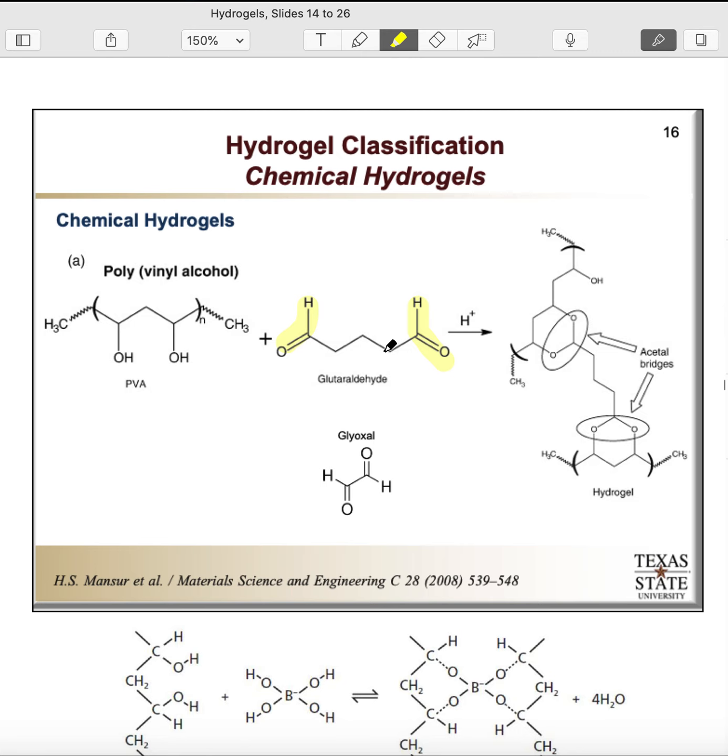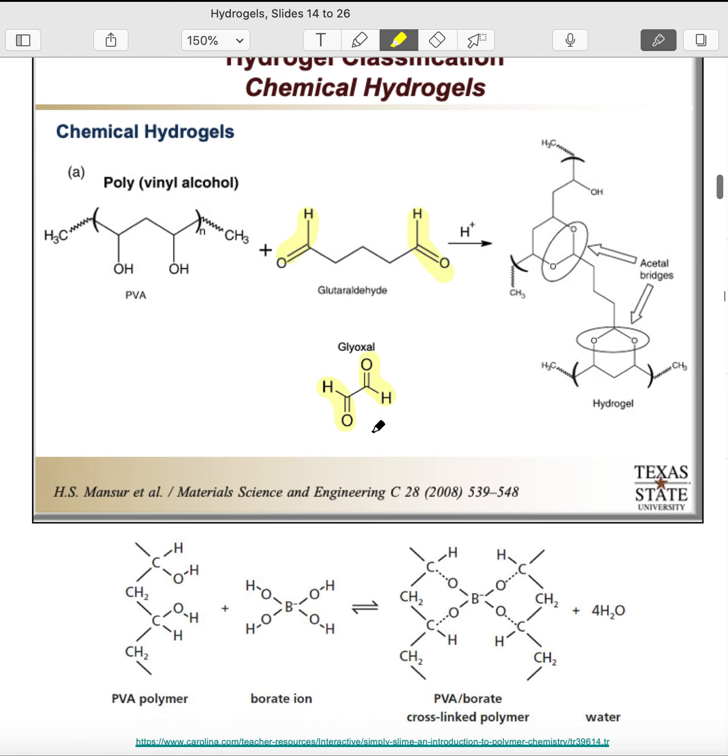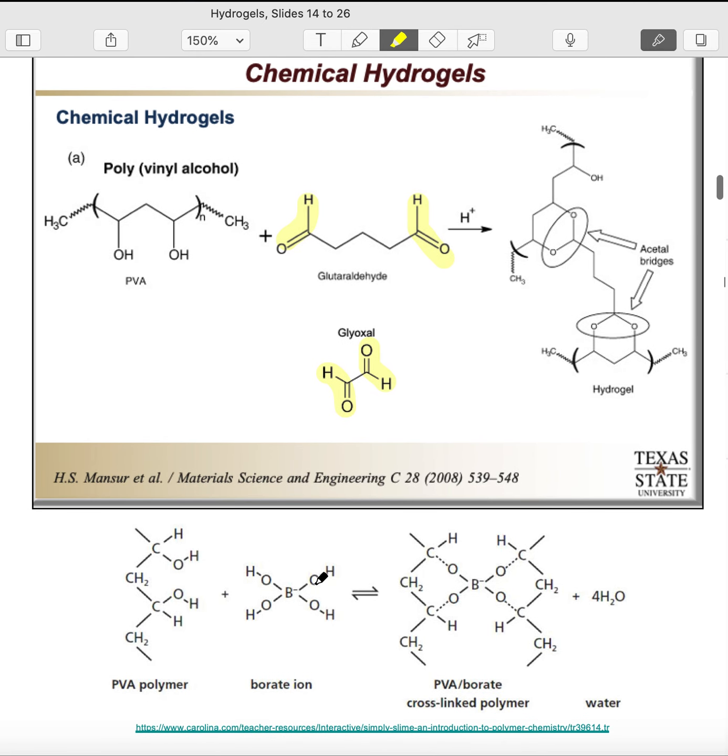Another type of cross-linker that you could utilize would be basically any kind of dialdehyde molecule. And glyoxal, which is shown down here, is the smallest dialdehyde that can be utilized. On the bottom, I also have another cross-linker that you could utilize, which would be a borate ion. This borate ion would have the ability to bind two polymer chains, as is shown in this particular case, also with polyvinyl alcohol.